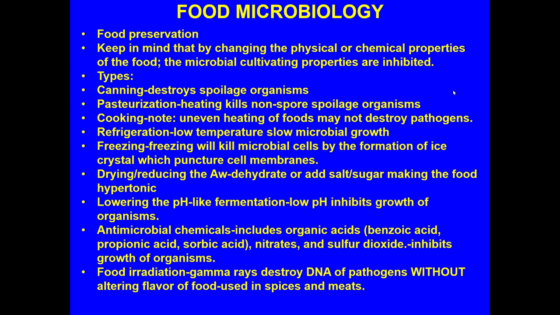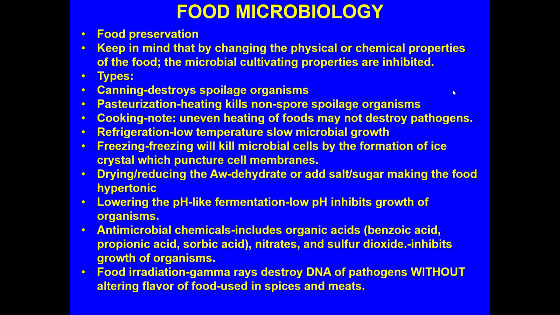We have drying or reducing the AW to dehydrate, or adding salt or sugar, making the food hypertonic, has advantages. Lowering the pH, fermentation that may occur, the low pH inhibits the growth of organisms. Antimicrobial chemicals. Now, these are chemicals you don't necessarily add, but may be part of the makeup of the food. In other cases, they're added in small amounts and do an effective job. So you have benzoic acid, propionic acid, sorbic acid, nitrates, sulfur dioxide. All of these are involved with inhibiting organisms.